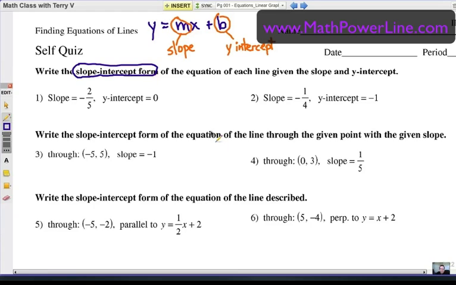Now, if you need a reminder, the slope-intercept form is y equals mx plus b, where the m term, the coefficient of the x, is the slope. A lot of times it's a fraction, but not always. Could be a positive or a negative there. And b is the y-intercept, where the line would cross the y-axis. All right, go ahead and try all 6 of these problems, and I will work through them very quickly after you give them an attempt. Hit pause on this video and give them a shot.